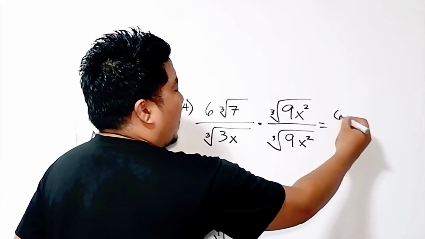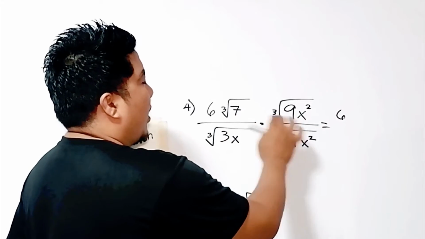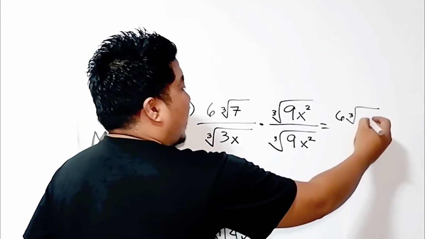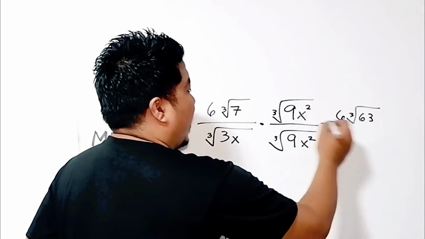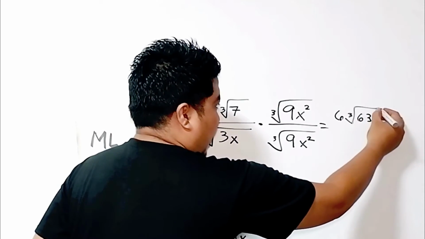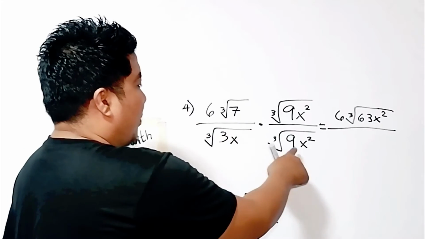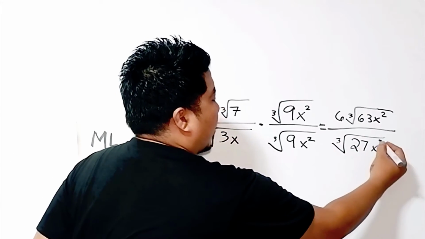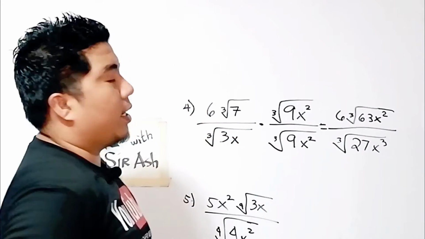6, okay, let's just copy that one. Both are in the radical sign, so we will have cube root of 7 times 9, that is 63. Then we have x squared. Okay, over 3 times 9, that is the cube root of 27x cubed, because x times x squared is x cubed.